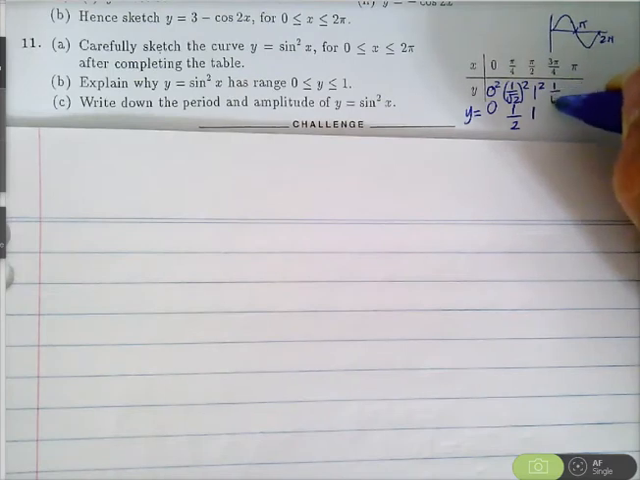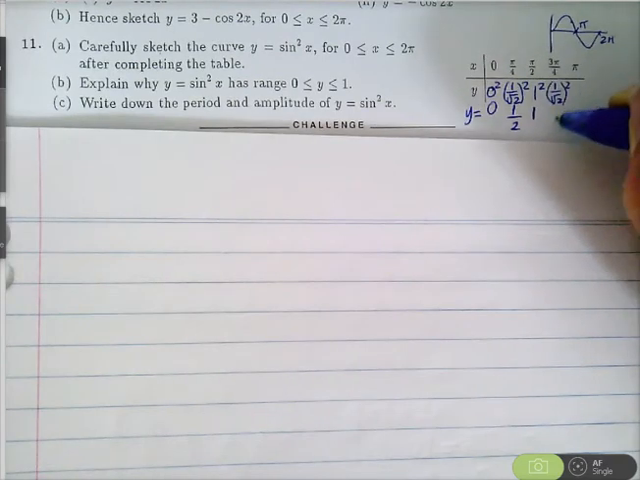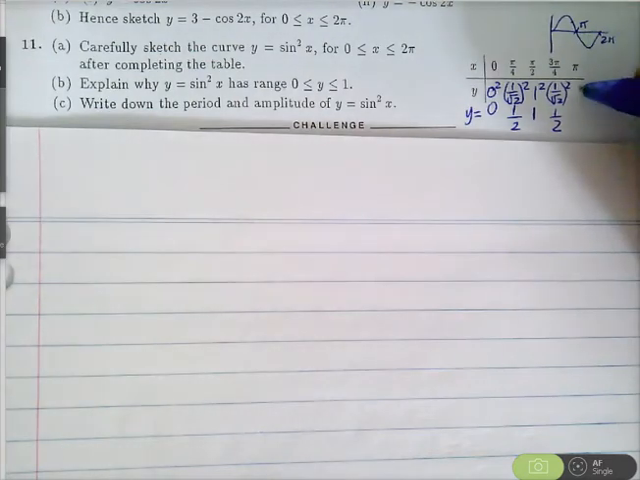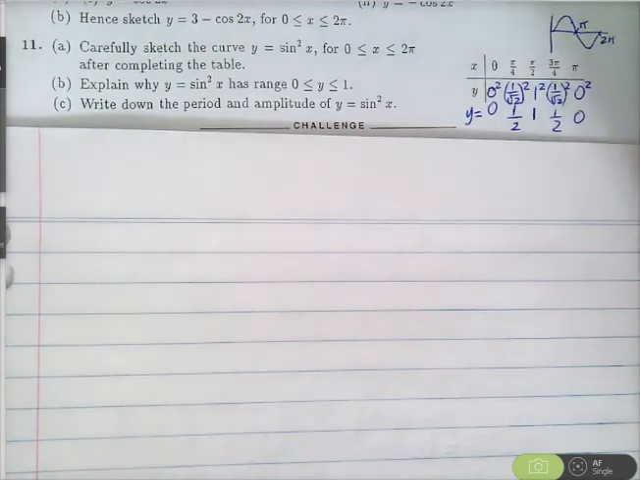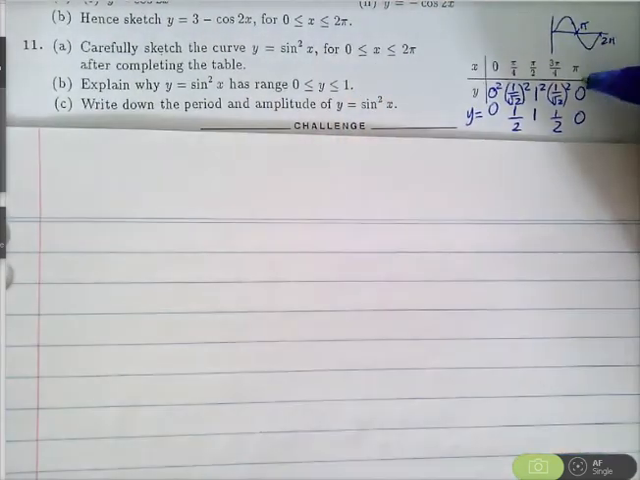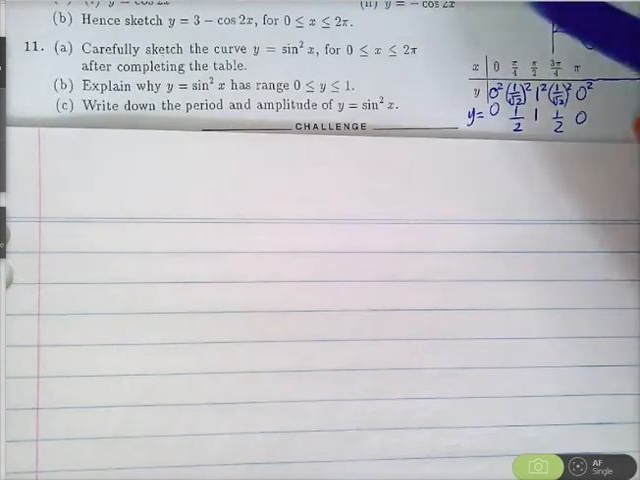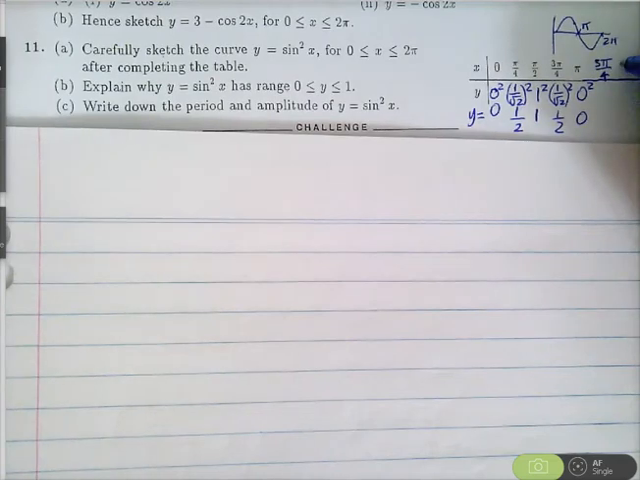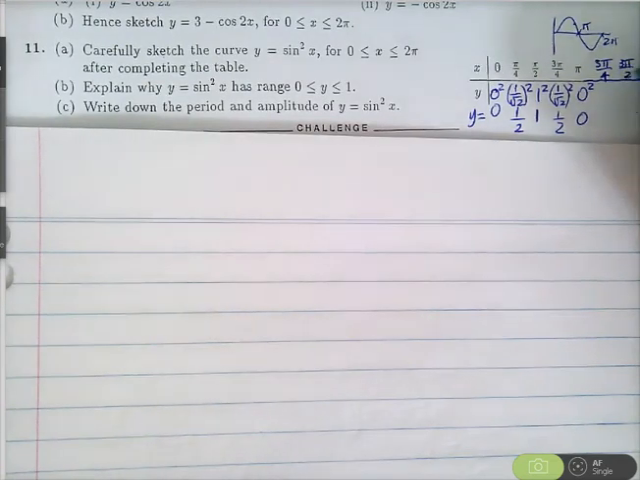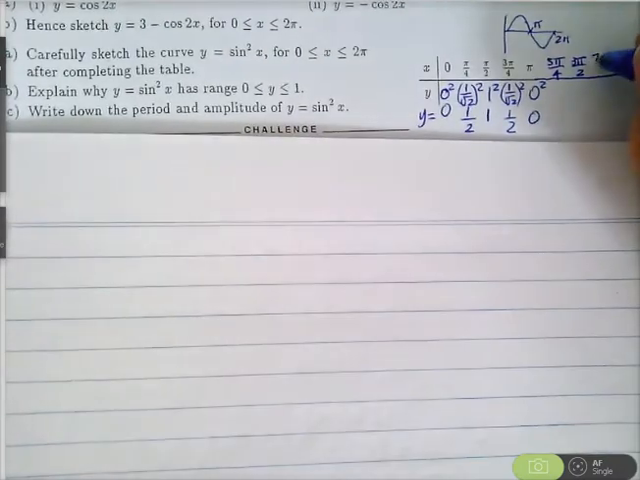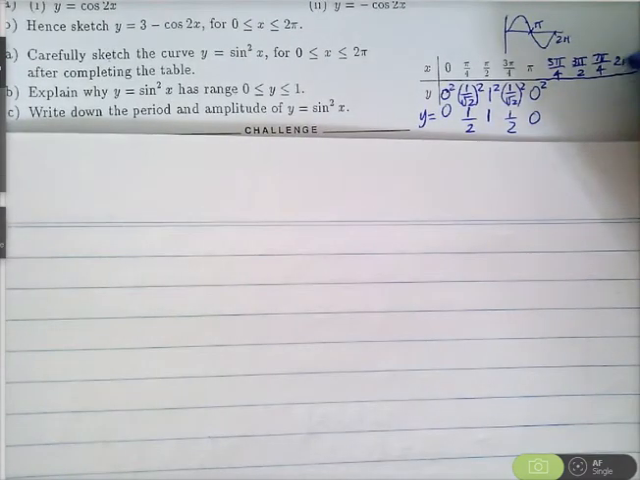Sine of 3 pi on 4 is also 1 on root 2 squared, which is a half. And sine of pi is 0, so 0 squared is 0. So I'm going to keep going, because we're asked to sketch it from 0 to 2 pi. So we've got 5 pi on 4, we've got 3 pi on 2, 7 pi on 4, and 2 pi.